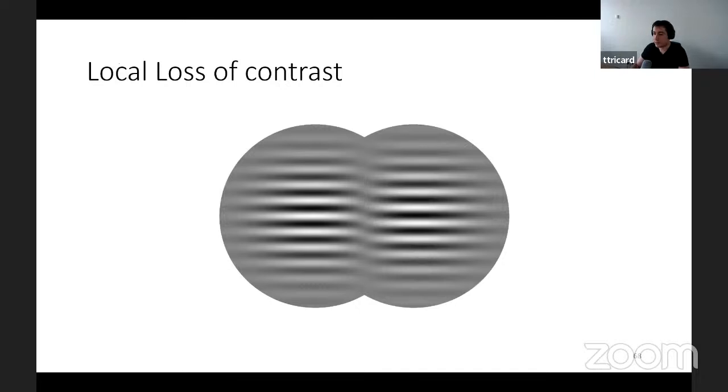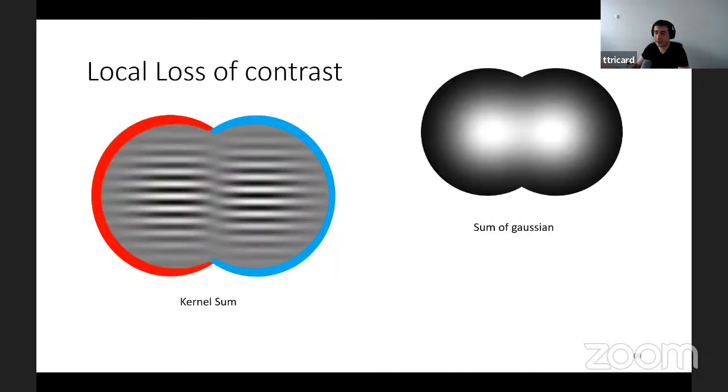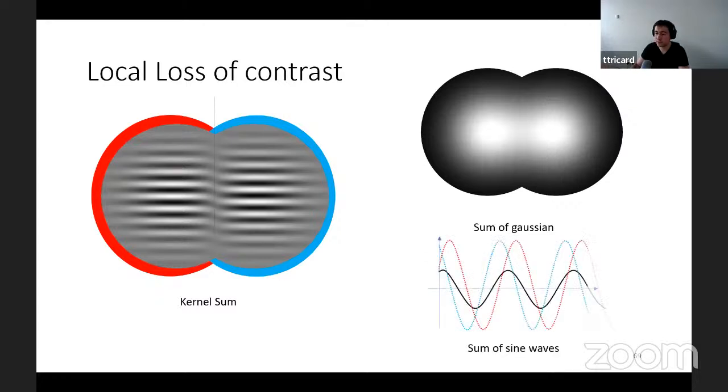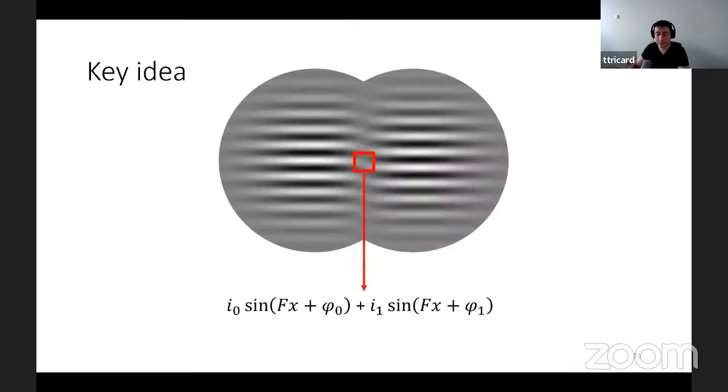And if we decompose a bit the different parts of the kernel, and if we look at the kernel sum and the sum of Gaussians, we don't see an unexpected loss of contrast in the sum of Gaussians. So in fact, it means that it must come from the sum of sine waves inside. And if we look at it, actually it is. What's happening here is that the two sine waves are slightly out of phase, and so they create a destructive interference in the middle.